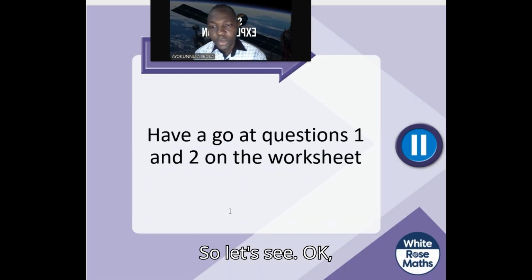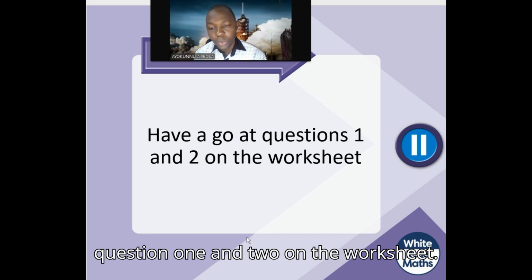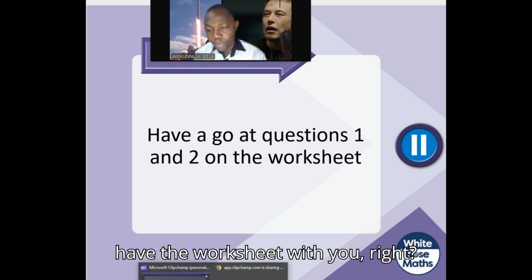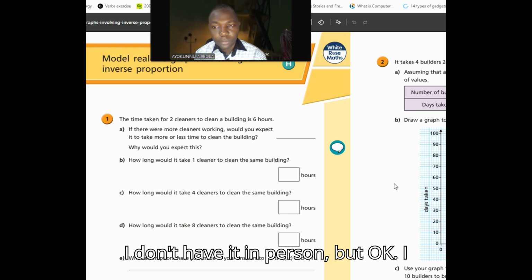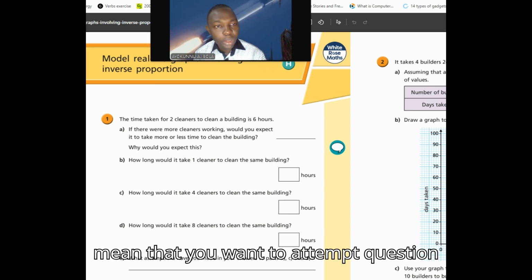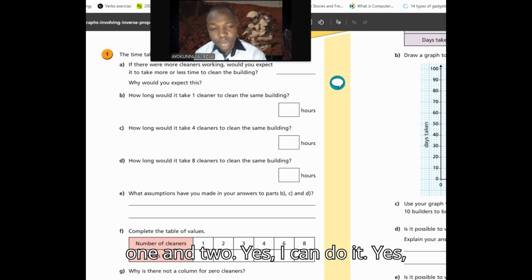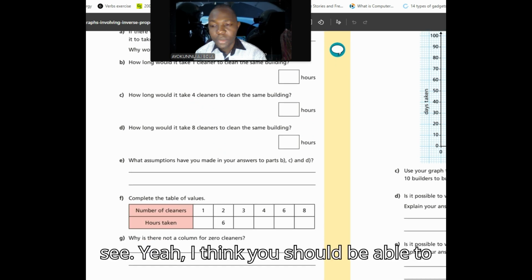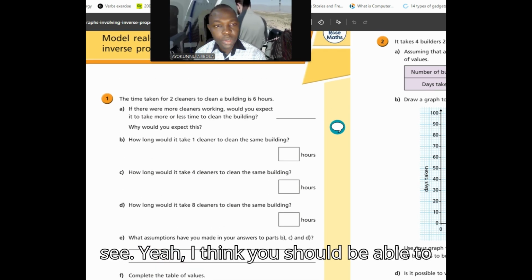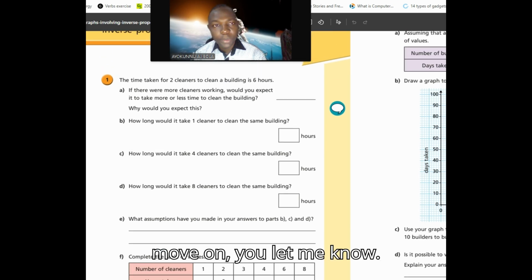So, let's see. It says have a go at question 1 and 2 on the worksheet. Okay, let's go to the worksheet. Now you have the worksheet with you, right? I don't have it in person, but you want me to attempt question 1 and 2. Yes, I can do it. Quickly attempt it so that we'll see. I think you should be able to see it on the screen, but if I need to move up, let me know.